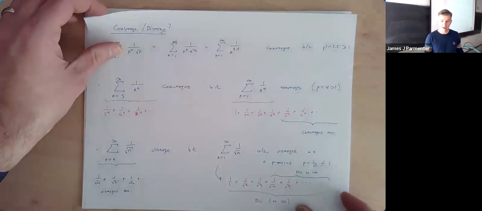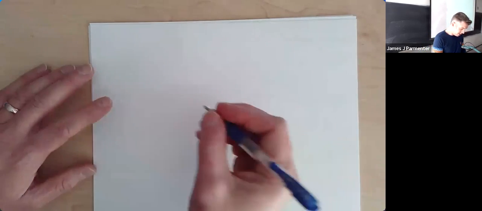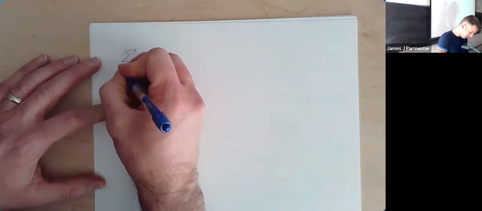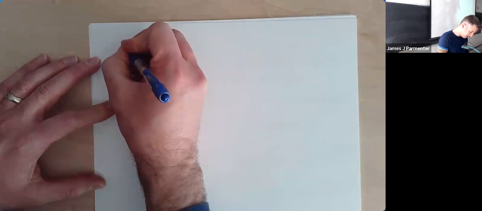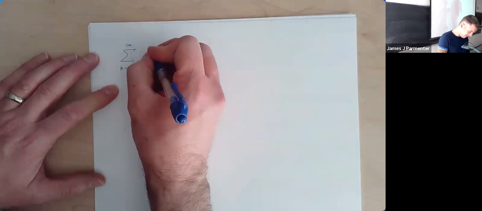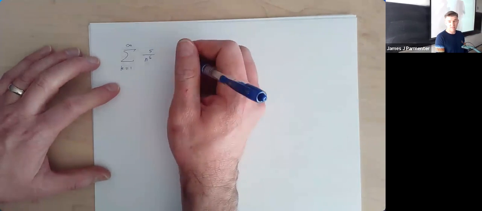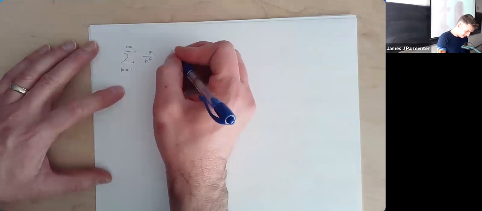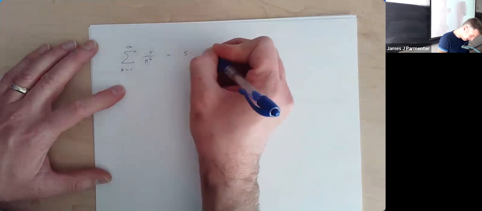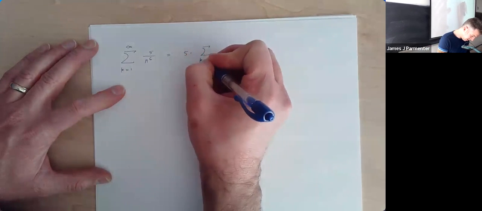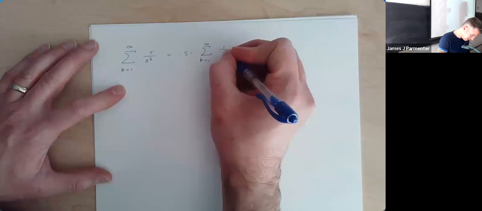Also, just to piggyback on that, you can multiply by constants and that won't affect anything either. So in a similar way, we can say that the sum from k equals 1 to infinity of, say, 5 over n to the 6th, well, in fact, we can even just factor out the 5. We can say that's equal to 5 times the sum from k equals 1 to infinity of 1 over n to the 6th.